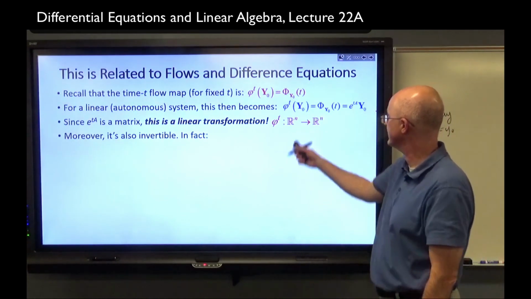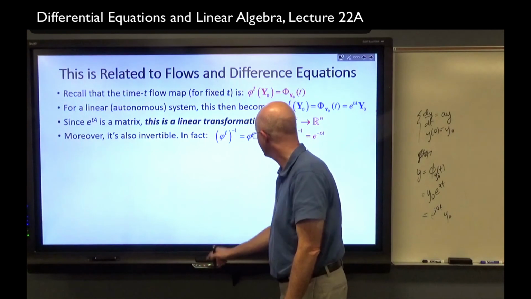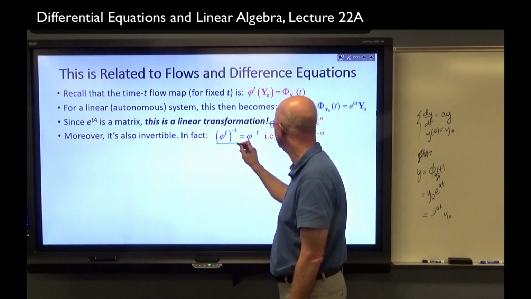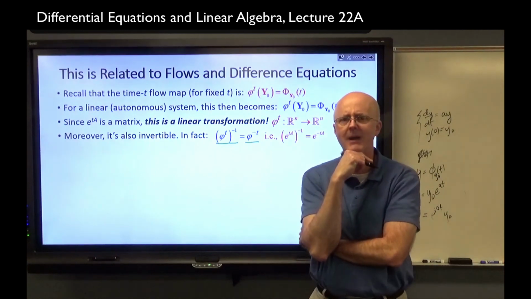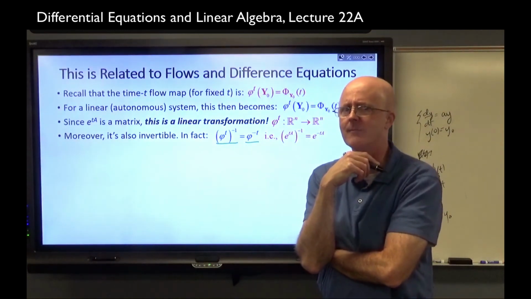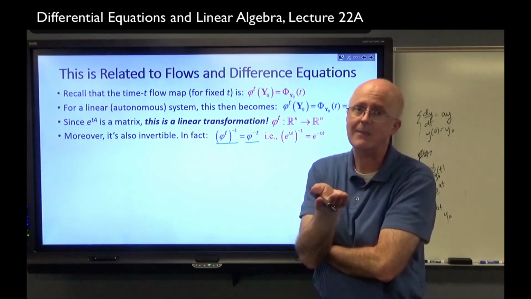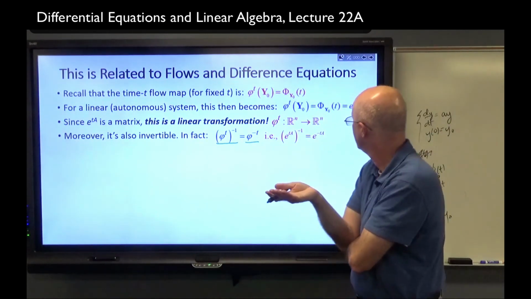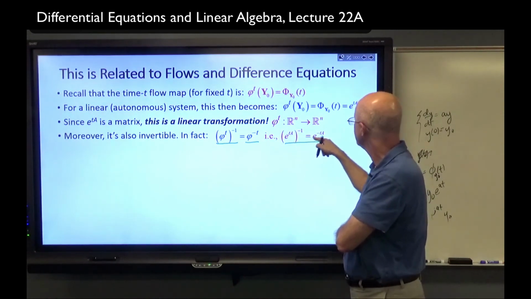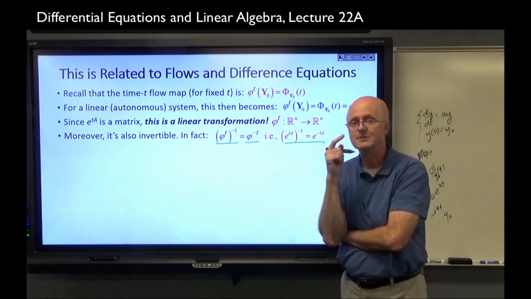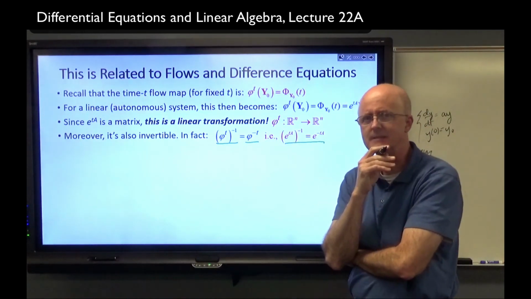What's the inverse of this linear transformation? It's this. The inverse of the time t map is the time negative t map. We actually haven't really talked much about negative time flow maps, but we could. And it is worth thinking about sometimes. And so that means this is true. The inverse of this matrix is this matrix. That's true as well. You might want to think about confirming that you can verify these things.